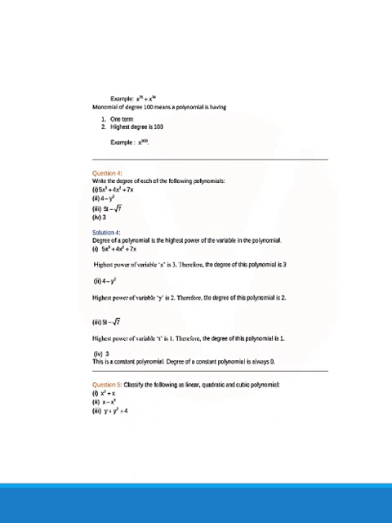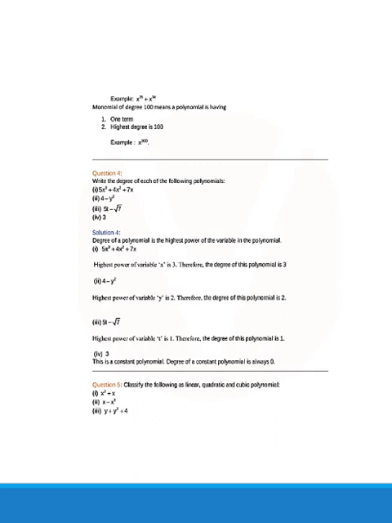Next example we can have y to the power 35 plus 2. Another example of binomial of degree 35 can be z to the power 35 plus 2z. Like this we can have many examples of binomial of degree 35.